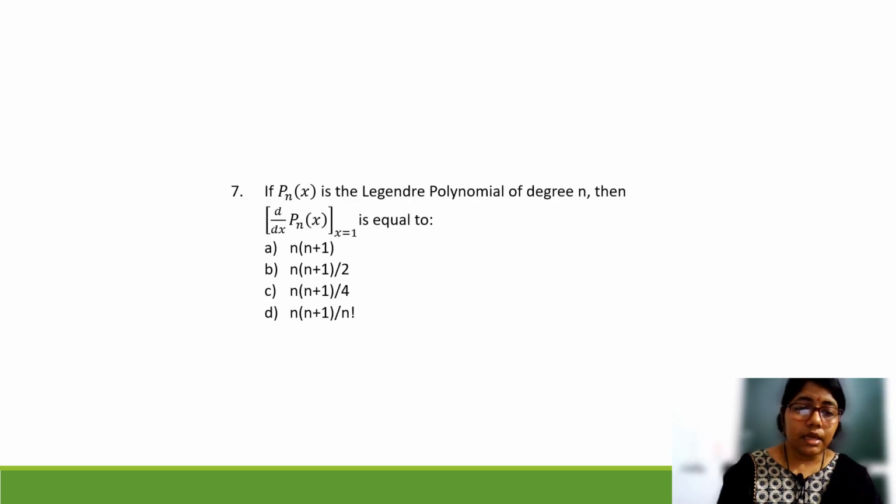Question number 7. If P n(x) is the Legendre polynomial of degree n, then d by dx of P n(x) at x is equal to 1 is equal to option A, n into n plus 1, option B, n into n plus 1 by 2, option C, n into n plus 1 by 4, option D, n into n plus 1 by n factorial. Now, question number 8.